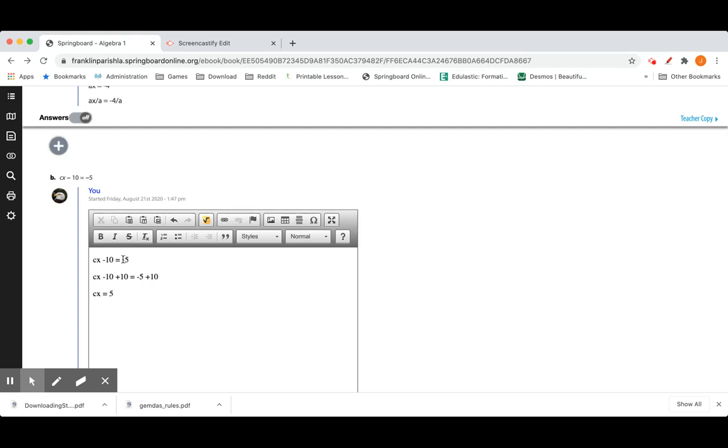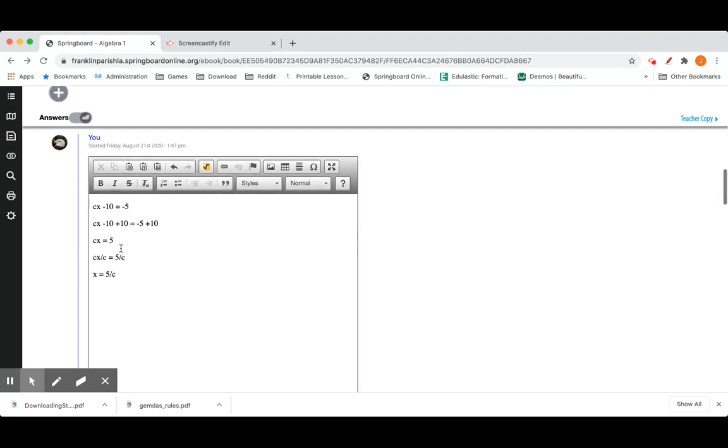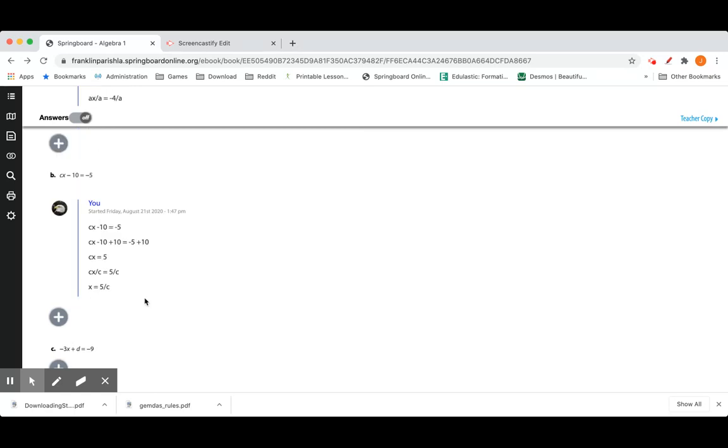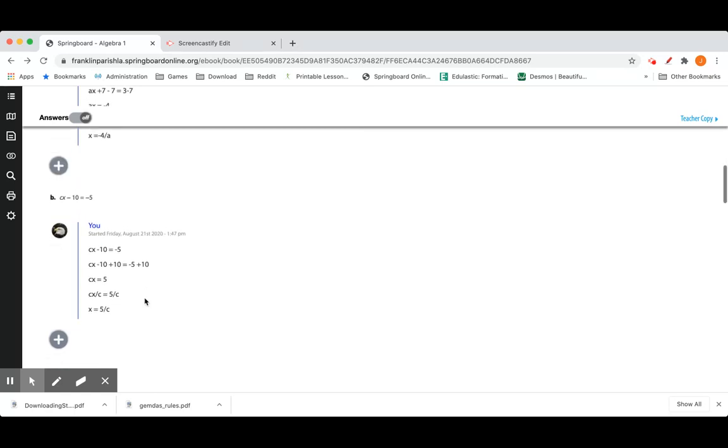Now we're going to want to get rid of the c being multiplied times the x. So we do the opposite and divide both sides by c with our division property of equality. We can't do anything further, so that's the answer. x equals 5 over c.